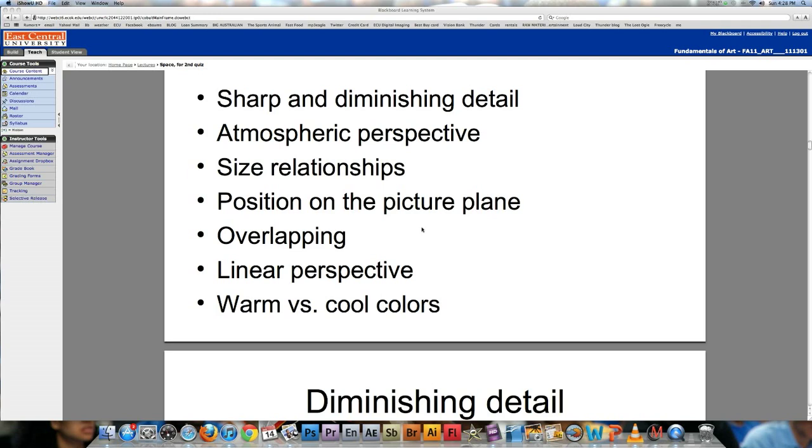Warm and cool colors. Warm colors are colors like reds, orange, yellow, and cool colors are colors like green, blue, and violet. Warm colors, when the eye looks at a warm color, that object or that area of color appears like it's coming at you slightly.